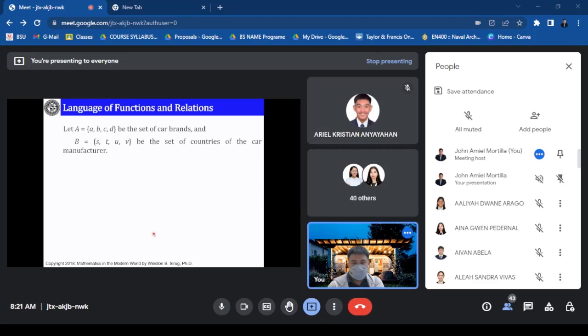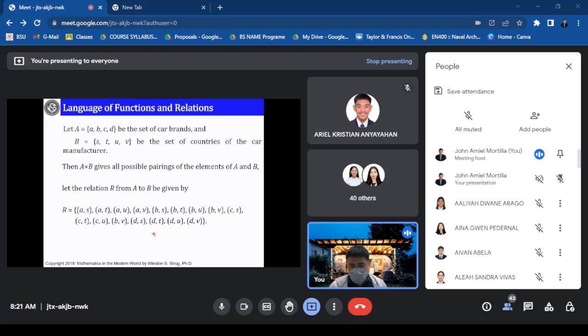Okay. So, let's say A is equal to {A, B, C, D} with the set of quadrants and B is equal to {S, T, U, V} with the set of countries of the car manufacturer. So, A times B gives all possible pairings of the elements of A and B. Let the relation from A to B be given by (A, S), (A, T), (A, U), (A, V), (B, S), (B, T), and so on. So, ayan.